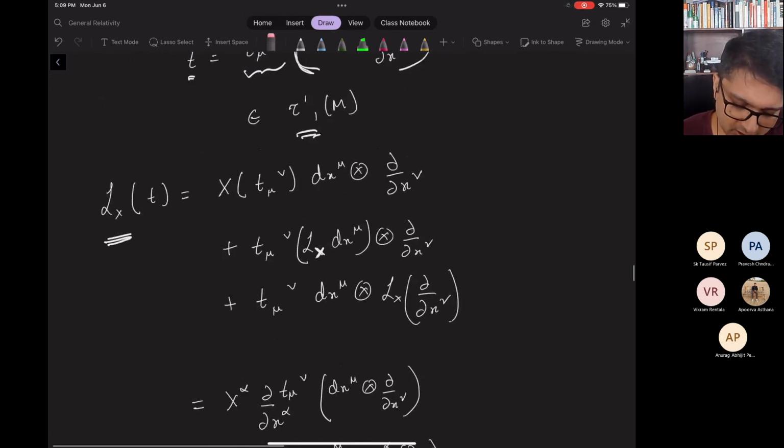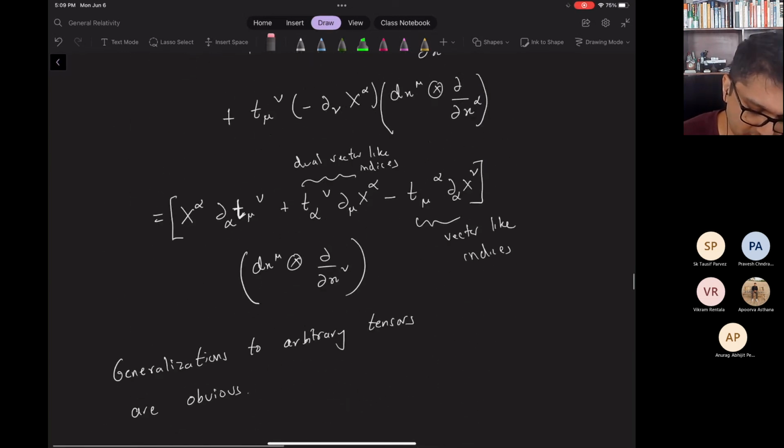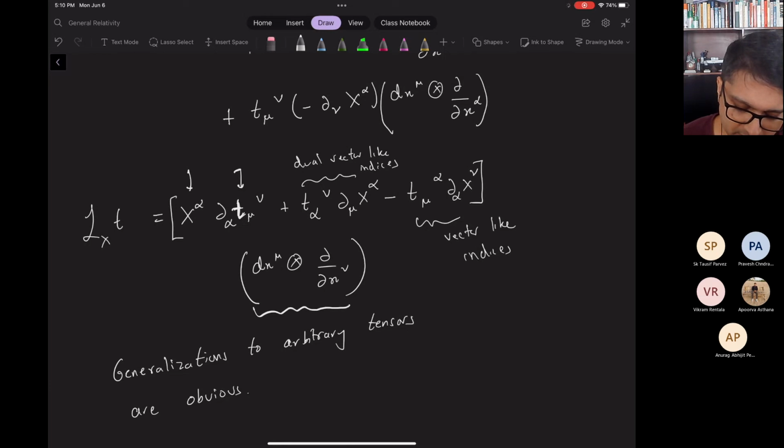Again, it's a lot of math, so I won't work it out. At the end of it, what you get is something like this in components, for this (1,1) type tensor. First I'll take x, I'll have x^alpha partial_alpha, and then the tensor coefficients T^mu_nu. Again, I'm expanding in the basis dx^mu and partial x_mu. So the first thing is you'll have something like this. The vector-like indices: if T was something like T^mu_nu, these are the vector-like indices.